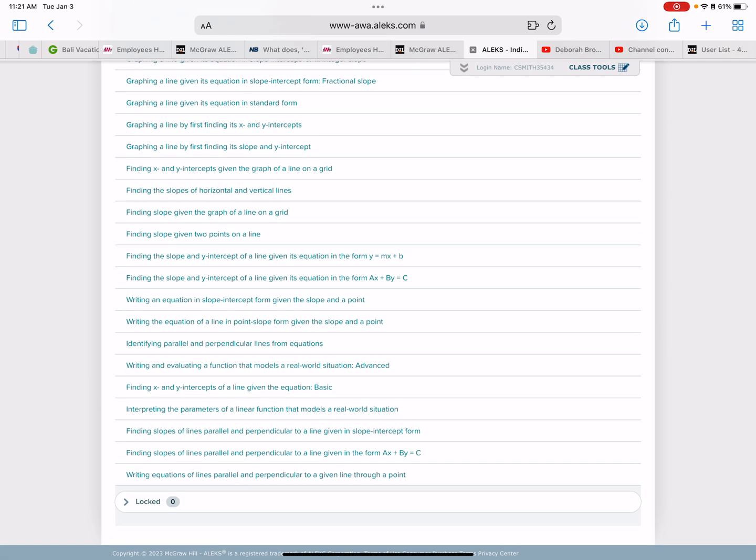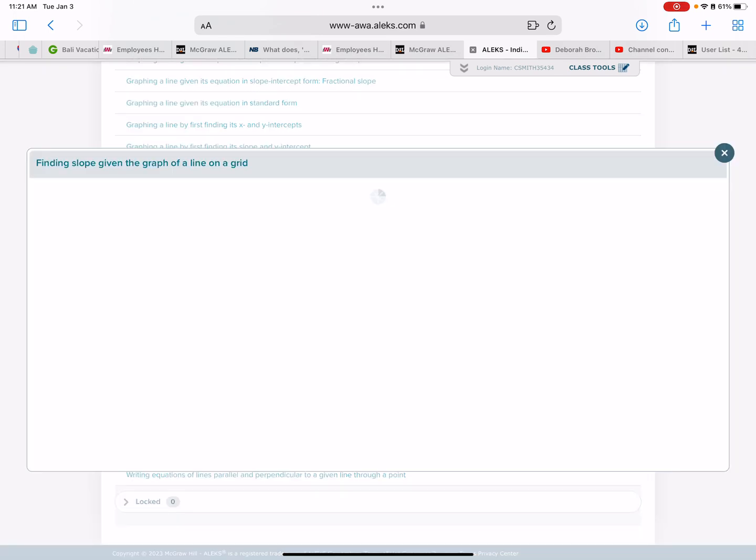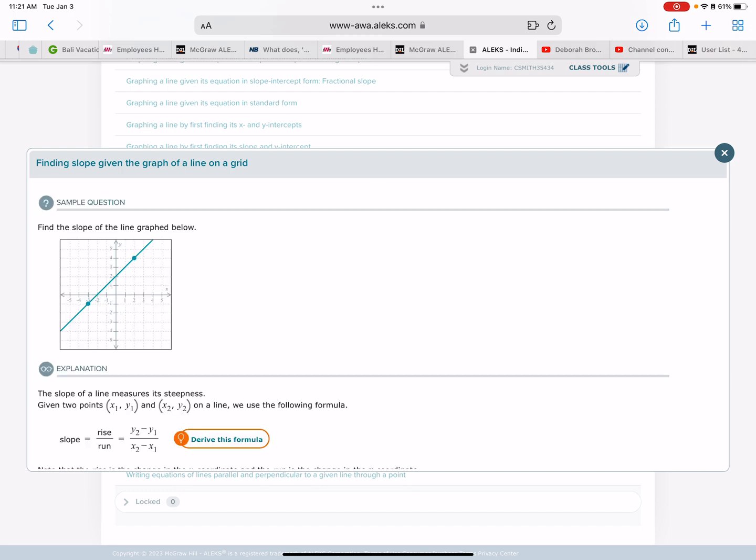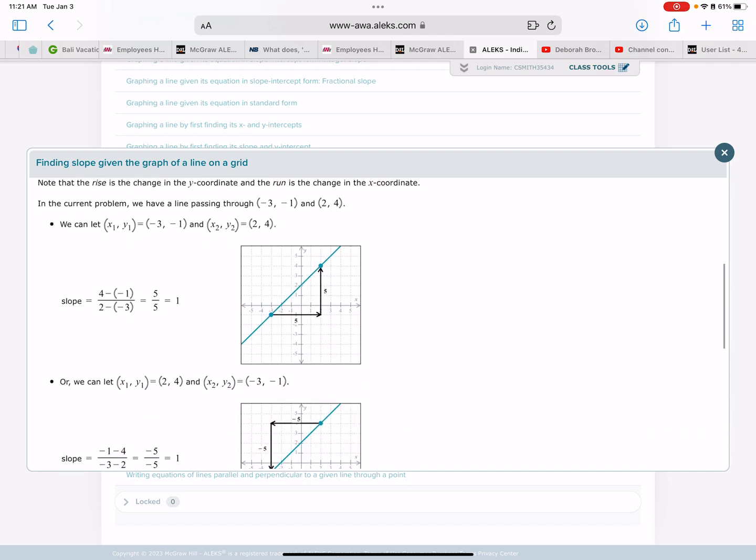Okay, finding the slope given the graph of a line on a grid. We've done this a couple times. All we're going to do is just count.